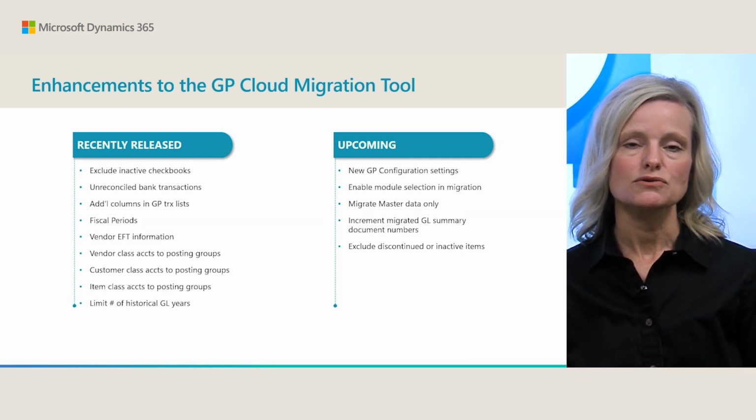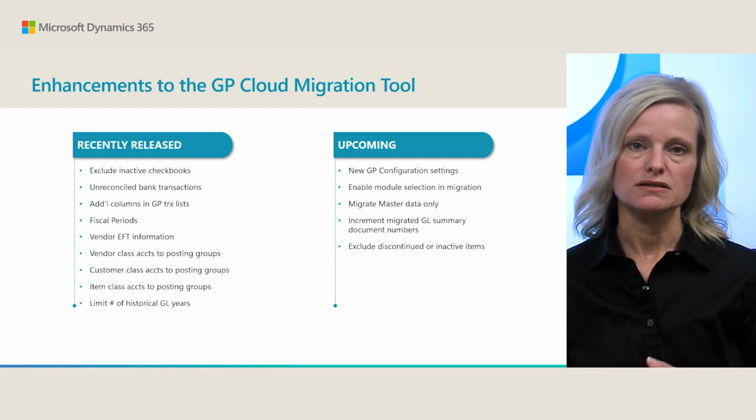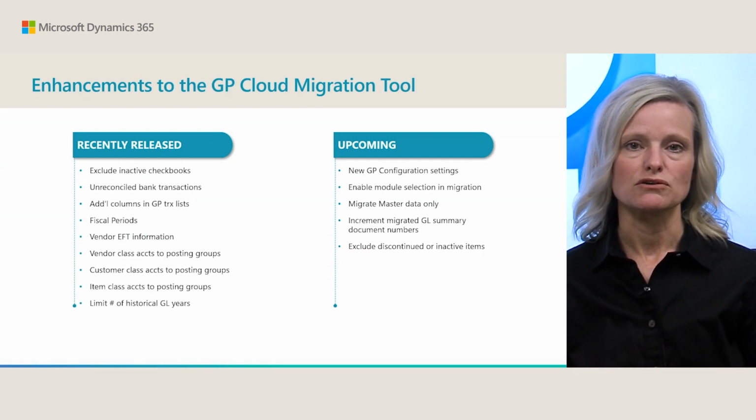And finally, we also give you the ability to limit the number of GL years that you want to bring over. Many GP customers have been on the system for 10, 15, 20 years and don't want to bring all that information over into Business Central. So you can easily enter in the year that you want to bring, and everything from that year forward will come over into your Business Central environment. So I encourage you, if you haven't looked at the tool in a while, take a look at it, look at some of these new features that have been added.